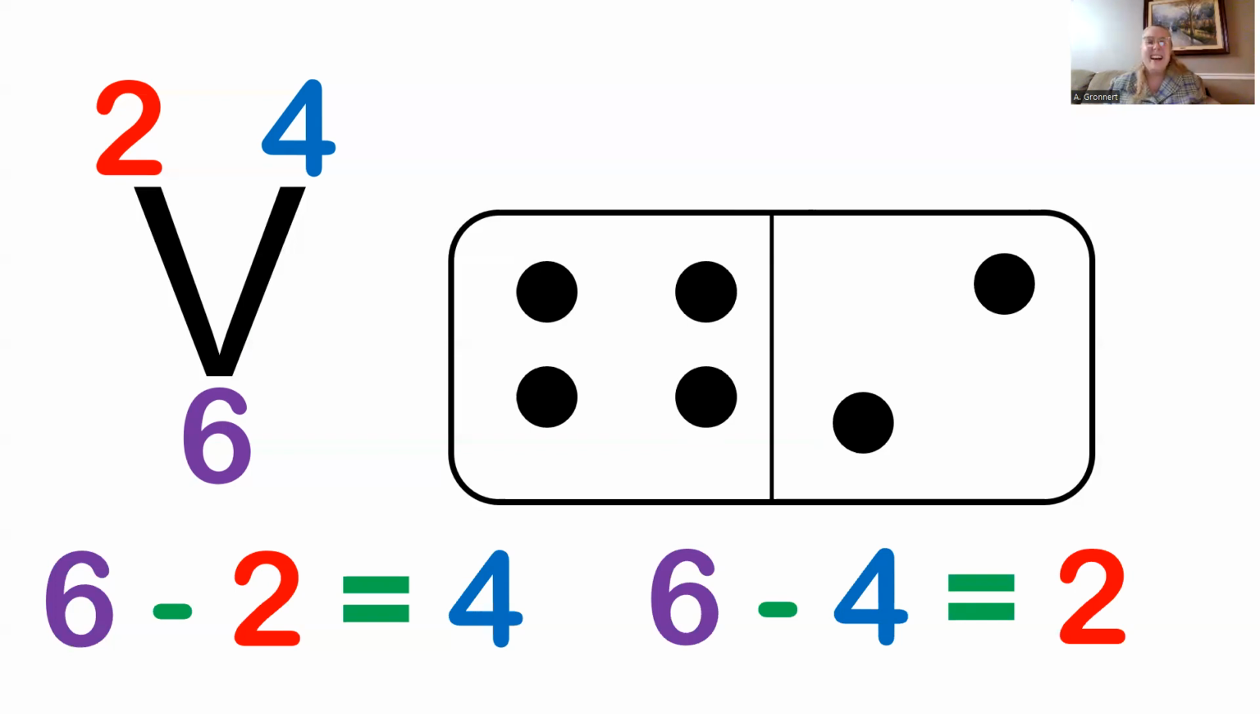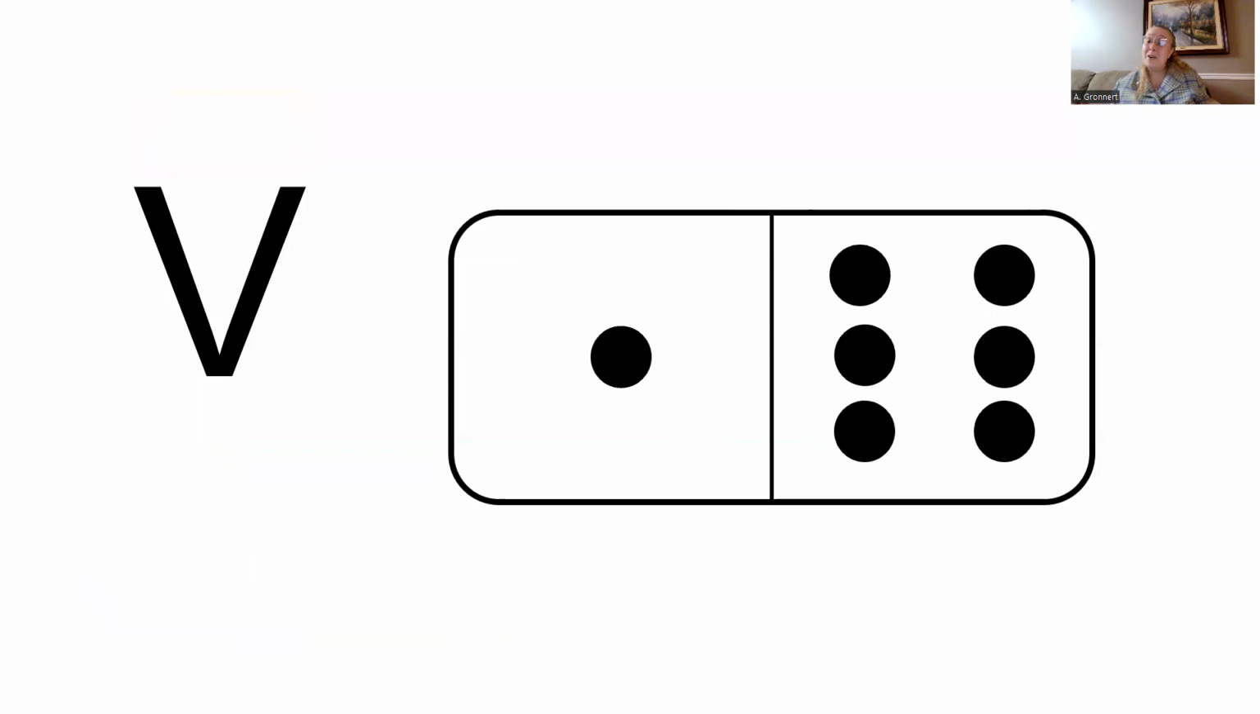Great job. Let's take a look at one more domino. Here I have a new domino. What are the parts? That's right. The parts are 1 and 6. And what's the total? The total is 7.